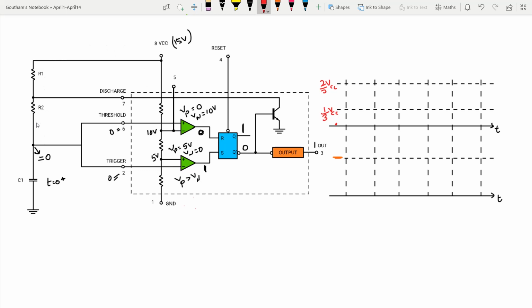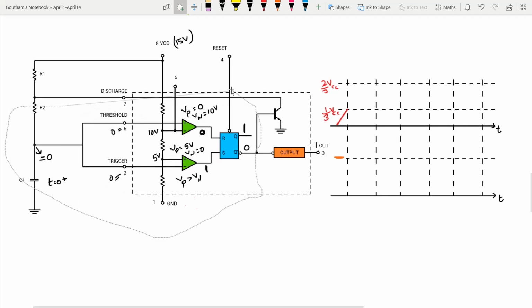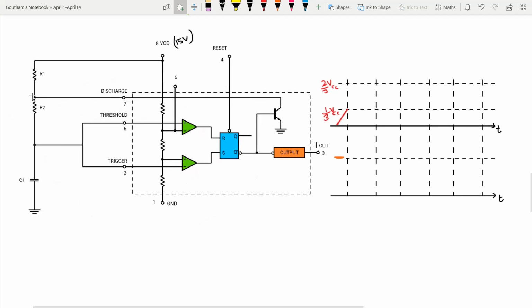So what is happening now? The capacitor starts to charge, so the voltage across the capacitor is rising now. And what is the first checkpoint? The first checkpoint is 1/3 VCC. Once the voltage across the capacitor reaches 1/3 VCC, what is happening? Let us see. Let me erase all these.